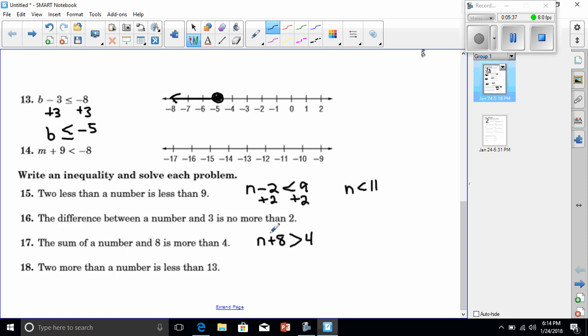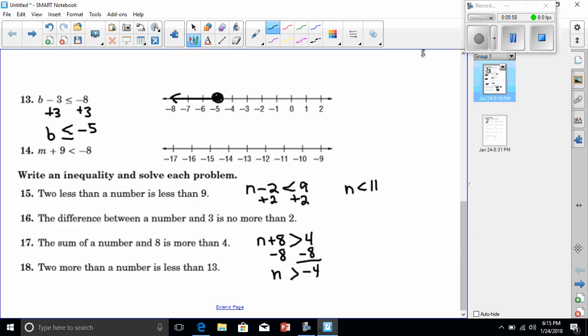So now to get n by itself, I will subtract 8 from this side, which means I'll subtract 8 from this side. 4 minus 8 is negative 4. And since I keep my symbol the same, I have n is greater than negative 4.